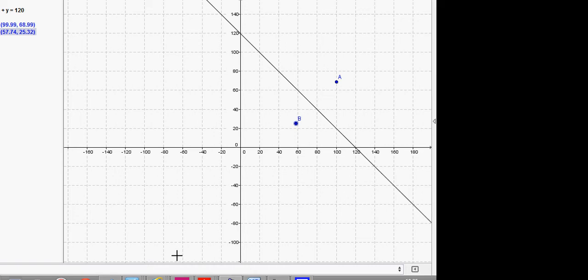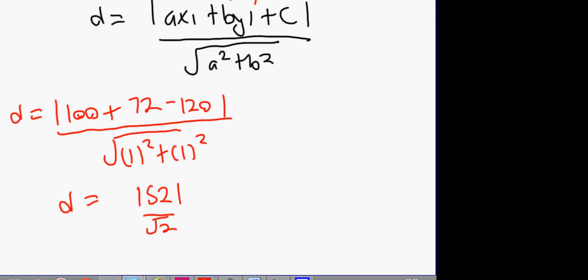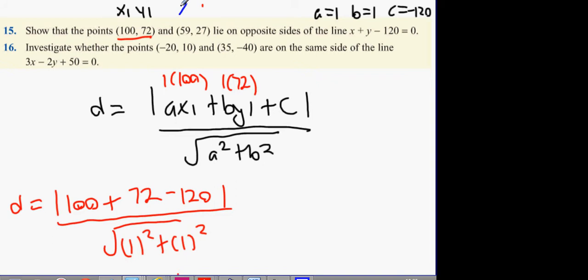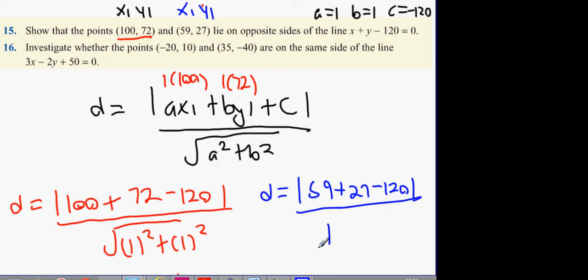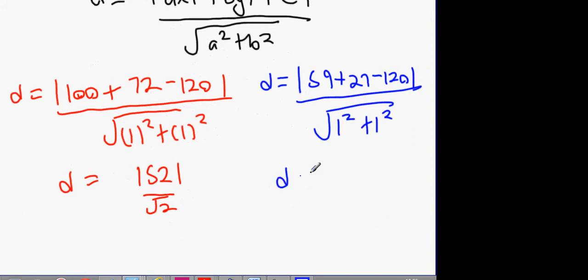Okay, so let's go back in here. And we'll do the blue part now. This one's going to be x1, y1 this time. Okay, so we're going to get d is equal to 1 times 59 is 59. 1 times 27 is 27. Minus 120, all divided by the square root of 1 squared plus 1 squared. This time it's going to be negative. Can anybody tell me what the number is? 59 plus 27 minus 120. Okay, minus 34 over the square root of 2.